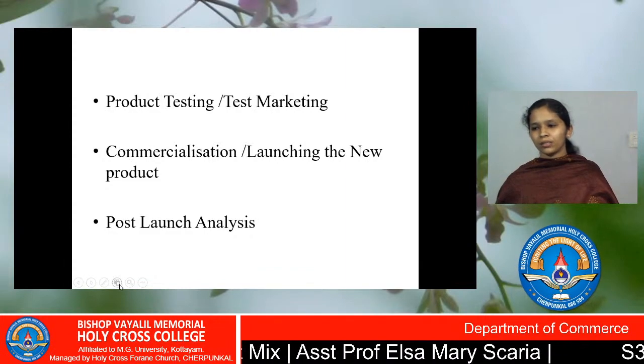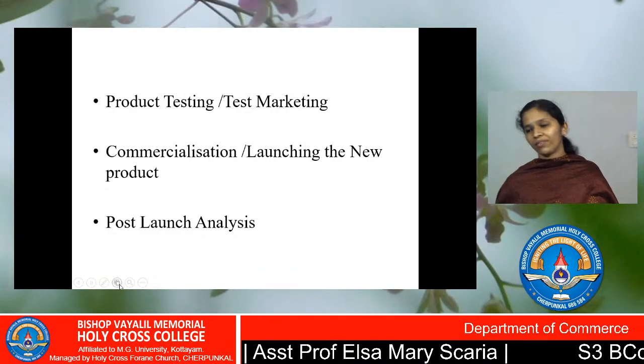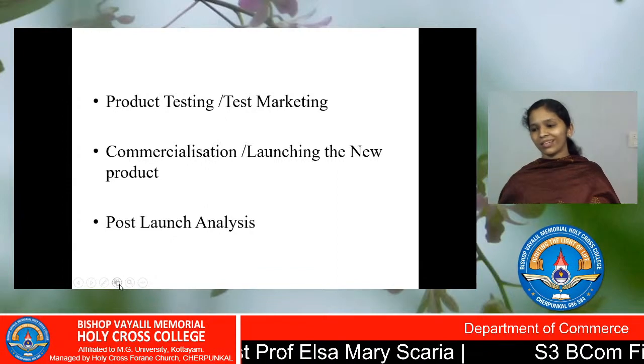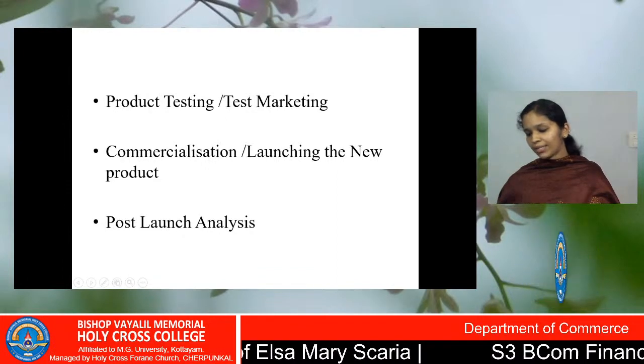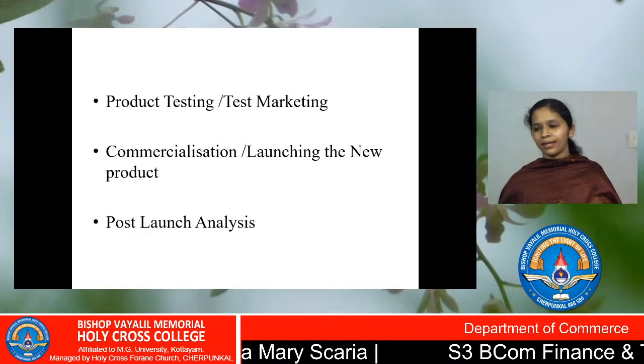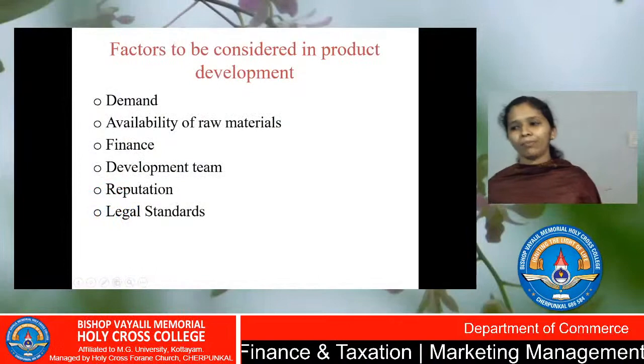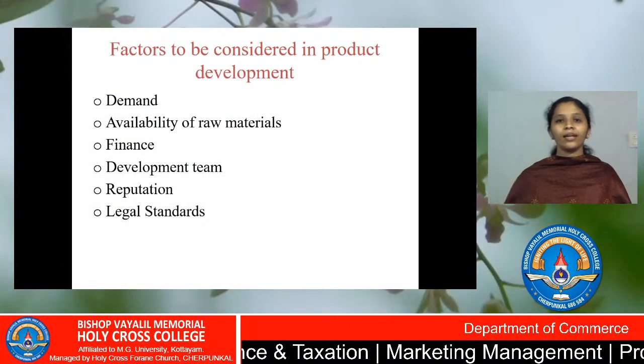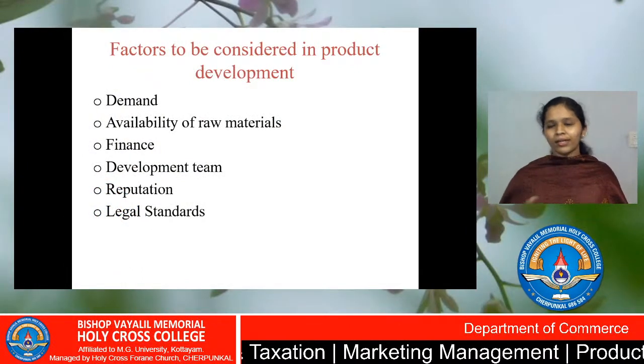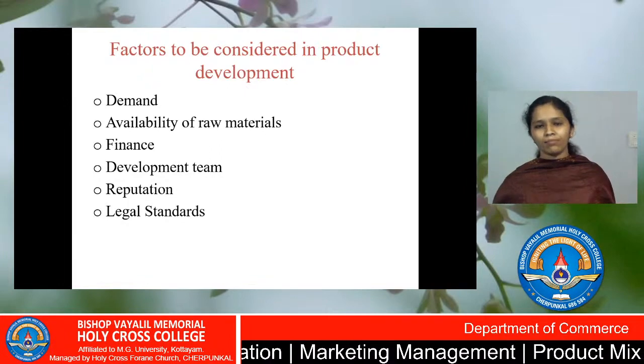That means it's an overview, review or revision. In this stage, the management revises their idea and makes changes according to the change in the taste and preference or a change in any marketing environment. So these are the major steps in the product development stage. This is a very important topic. Then we are moving to the next topic, that is what are the factors to be considered in product development. Before developing a product, what are the factors the management team should consider?